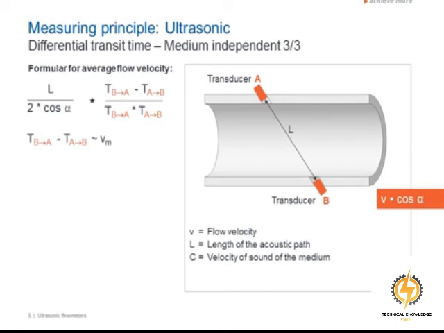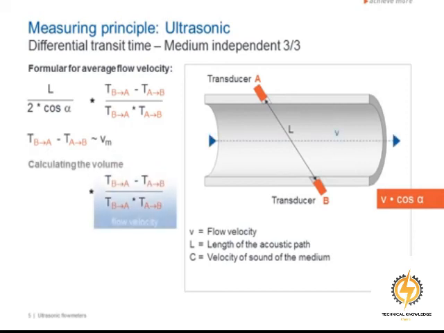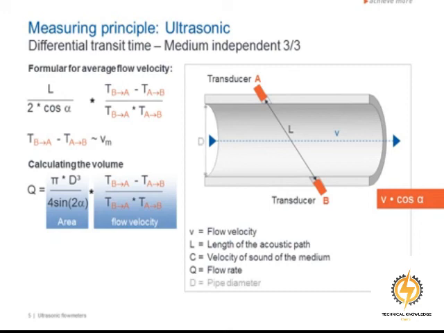Equations 2 and 3 combined result in the formula path length divided by 2 cos alpha multiplied by the transit time. This represents the average flow velocity. When multiplying the average flow velocity with the cross-section of the pipe, we get the flow rate Q. The cross-section of the pipe is constant for an inline ultrasonic flow meter with a diameter D and transducers, which are welded into the spool piece at a fixed angle alpha.